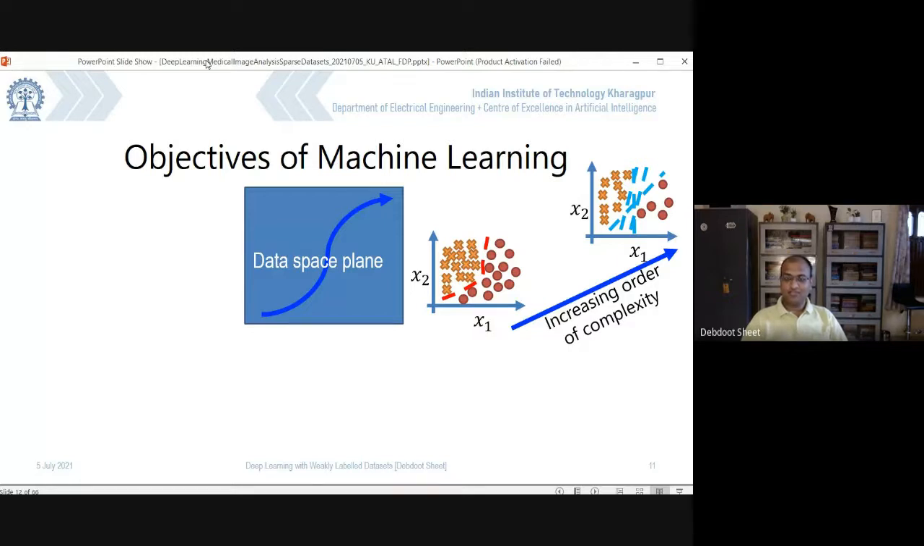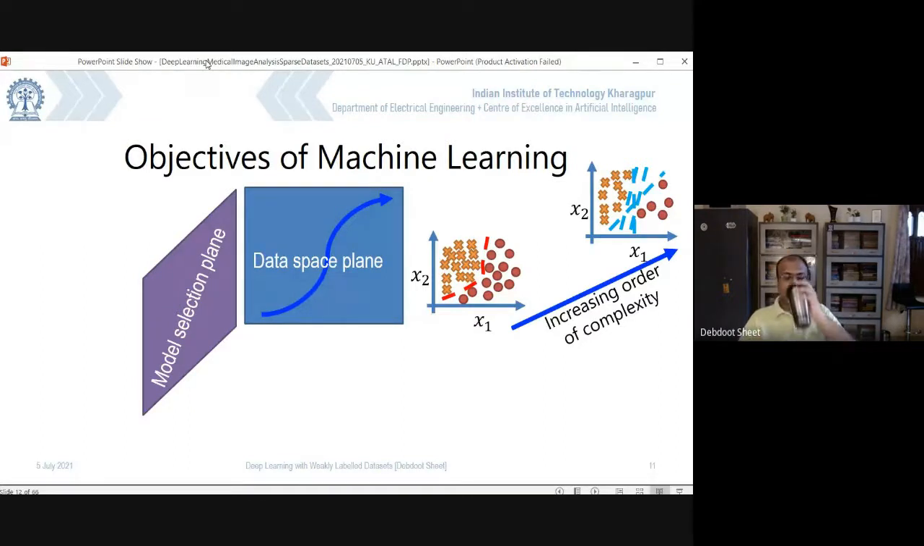If you have a lot of data, most of your problem is gone because now you can solve it easily. If you have less data, that starts all the issues and challenges, and it's not so easily solvable. So the order of complexity keeps on increasing as the number of data points in your training set decreases. The next part of it is the model selection side of issues.